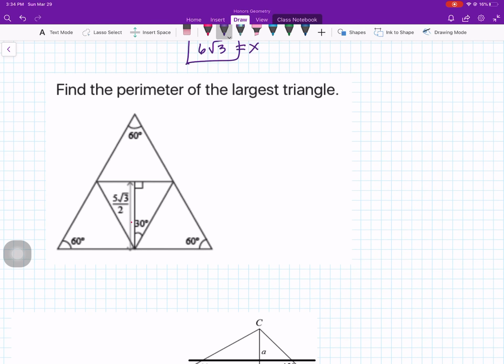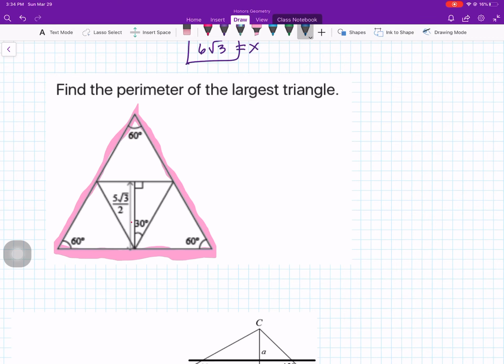Now I have find the perimeter of the largest triangle. The largest triangle would be the triangle on the outside. Again, perimeter is all of the edges. So here, and there, and there. Now, all of these are labeled 60, which means that the outside triangle is an equilateral triangle. So we just have to find one of the sides.